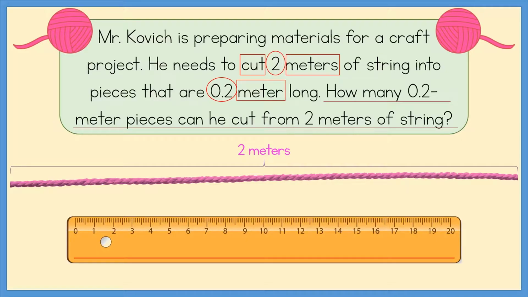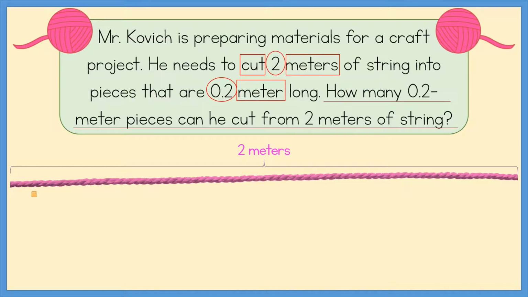Now take a look at your ruler that is probably found in your math materials. It may look something like this. It may be a different color, and it may actually go up to 30 centimeters, I believe. This one here stops at 20 centimeters, which is just what Mr. Kovich needs for this problem, because 20 centimeters equals 2/10 meter. You can use repeated subtraction to solve this problem.